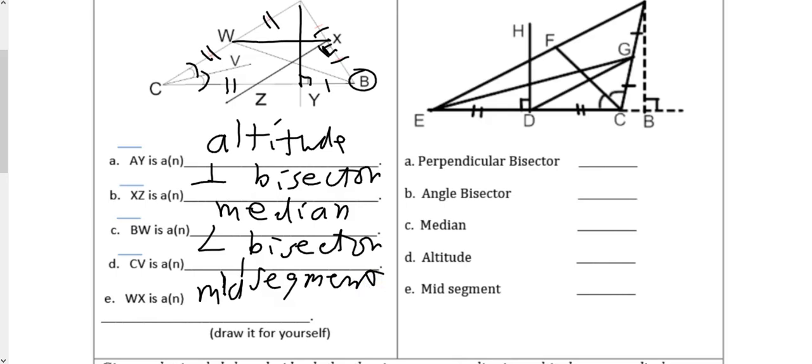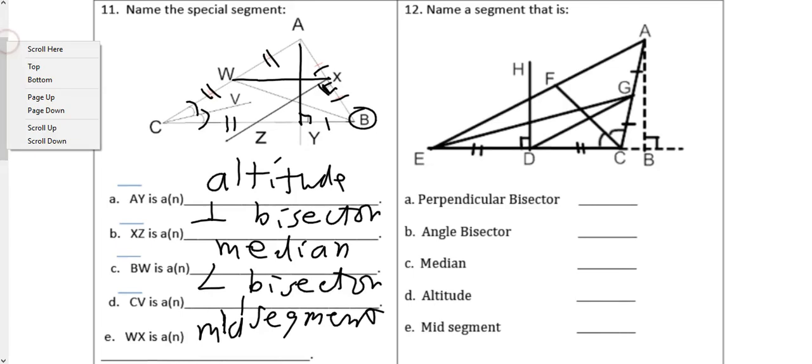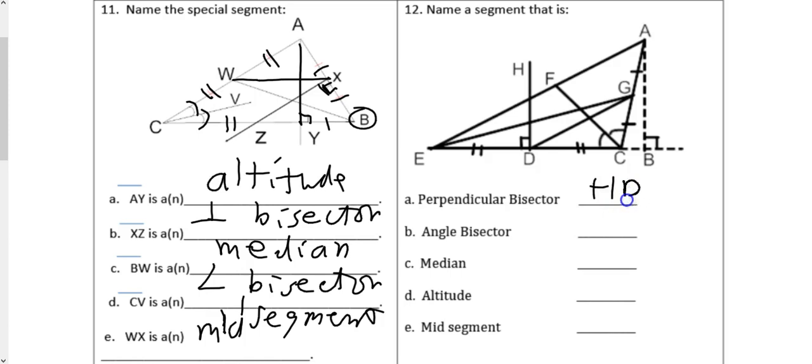All right, going the opposite direction. Here's our drawing. So, perpendicular bisector. We're looking for a 90-degree symbol. Well, AB has one, but that doesn't bisect anything. HD does. Angle bisector. Well, we're looking for an angle split into two. The only angle split into two is C, so that is formed by FC.